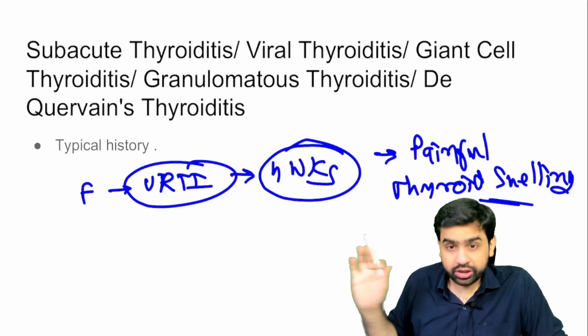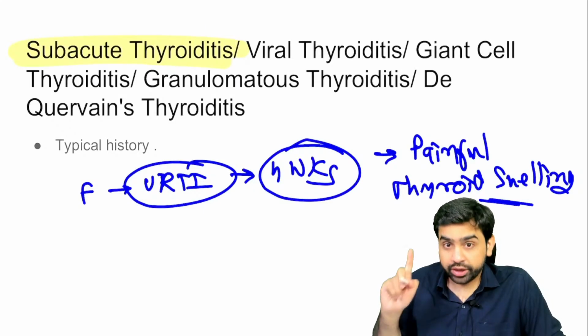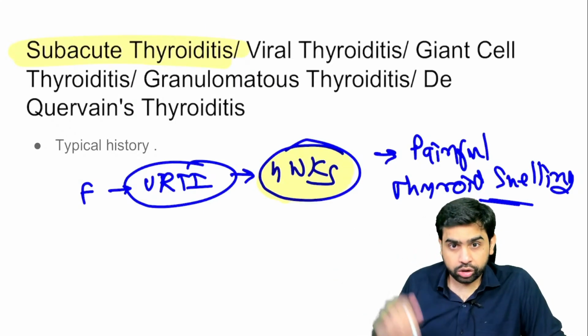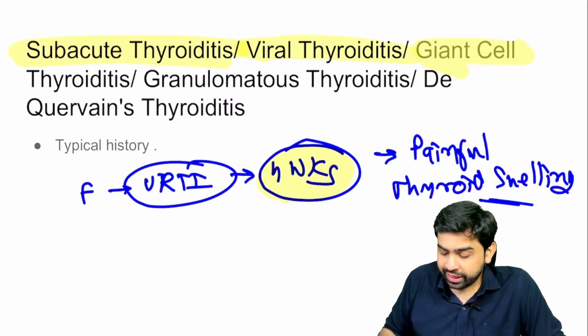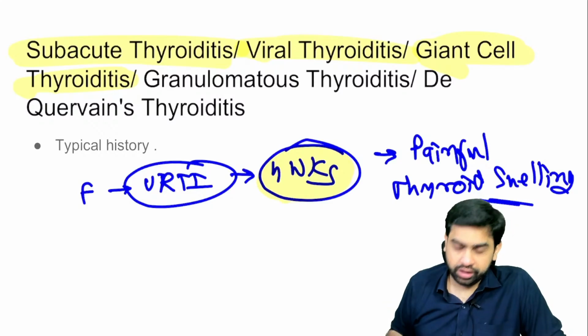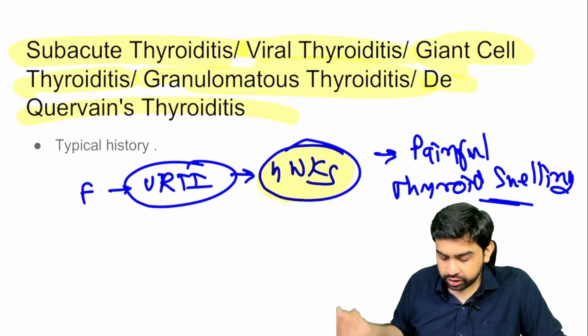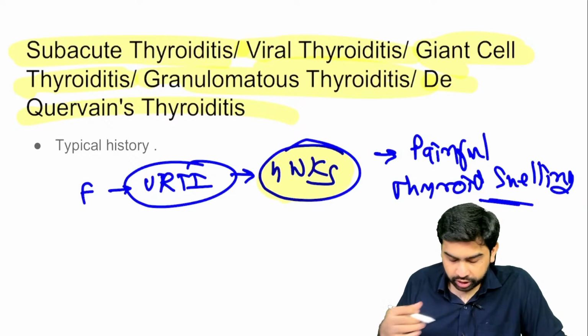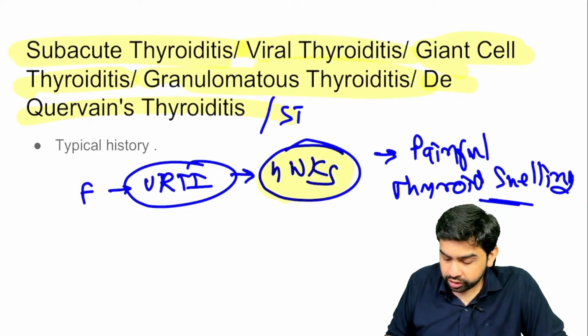So I hope you're able to understand this point. All these are the names of the same disease, and I'll explain it to you. Subacute thyroiditis, because it takes 4 weeks for the patients to land up into this. Viral thyroiditis, because a viral infection was there. Giant cell thyroiditis, because if you do an FNAC, you find giant cells. Granulomatous thyroiditis, because a granulomatous reaction is taking place. De Quervain thyroiditis is named after the doctor who described it. And then it is also called silent thyroiditis.